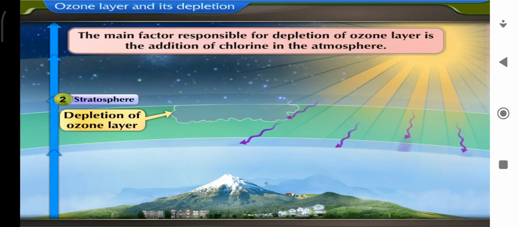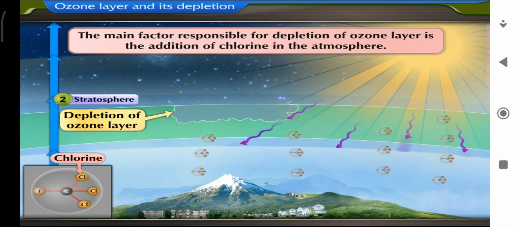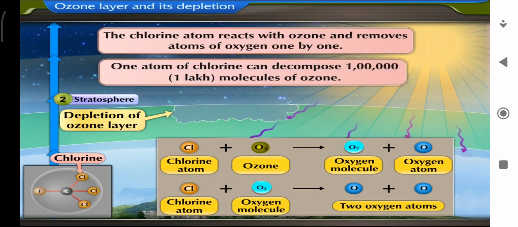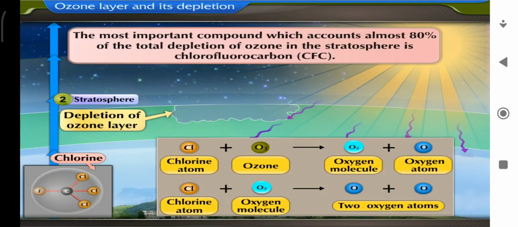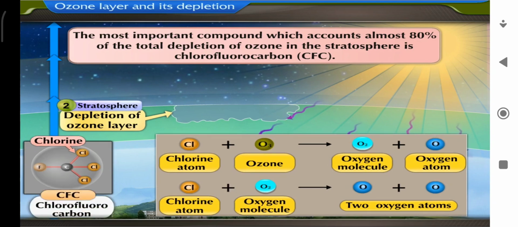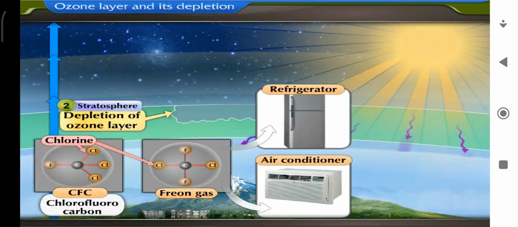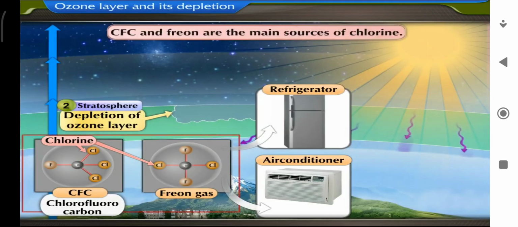The main factor responsible for depletion of ozone layer is the addition of chlorine in the atmosphere. The chlorine atom reacts with ozone and removes atoms of oxygen one by one. One atom of chlorine can decompose 1 lakh molecules of ozone in this fashion. The most important compound, which accounts for almost 80% of the total depletion of ozone in the stratosphere, is chlorofluorocarbon, CFC. Freon gas used in refrigerators and air conditioners is also responsible for depletion of ozone. CFC and freon are the main sources of chlorine.